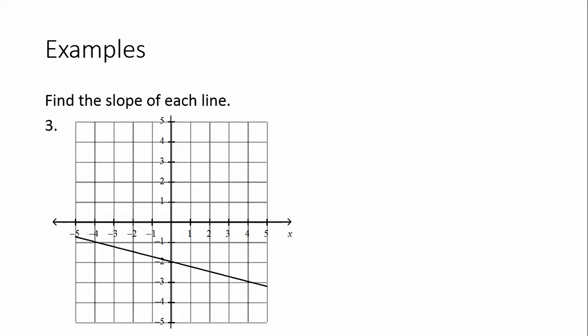Let's look at another example. Here we have a line on a graph, and we need to find 2 points that we can label. Looks like this one we can label as (-4, -1), and this one we can label as (0, -2). So we want to figure slope again. It's rise over run. And if it helps, think of it as y's over x's. The y's go up and down, the x's go left and right.